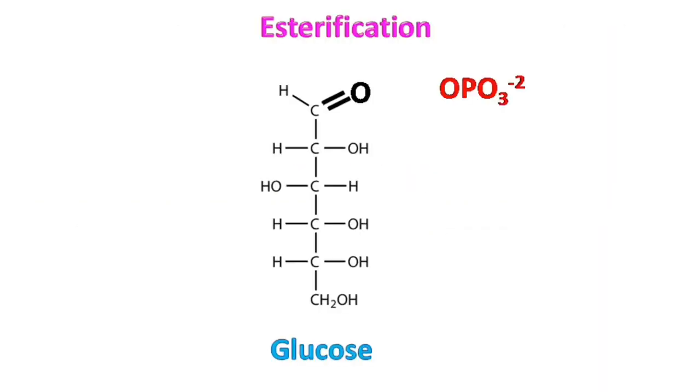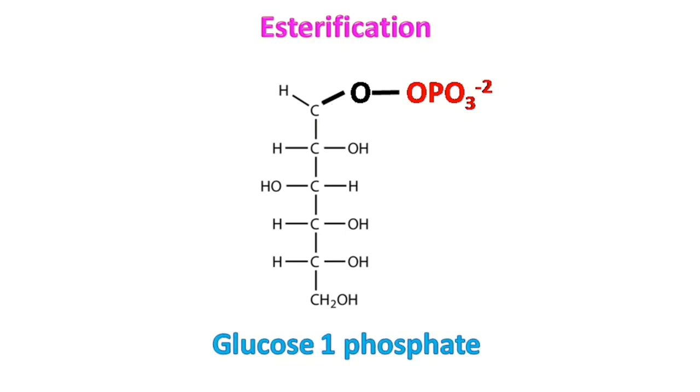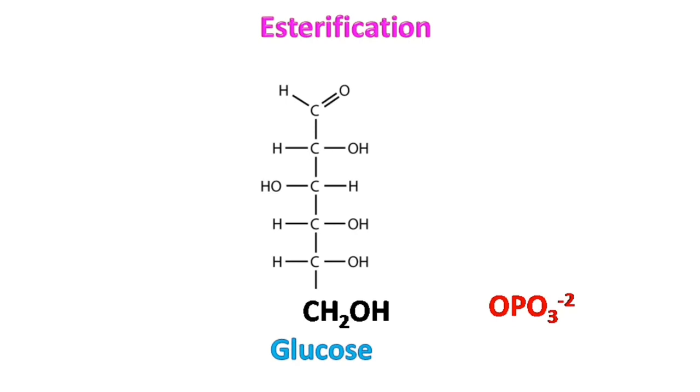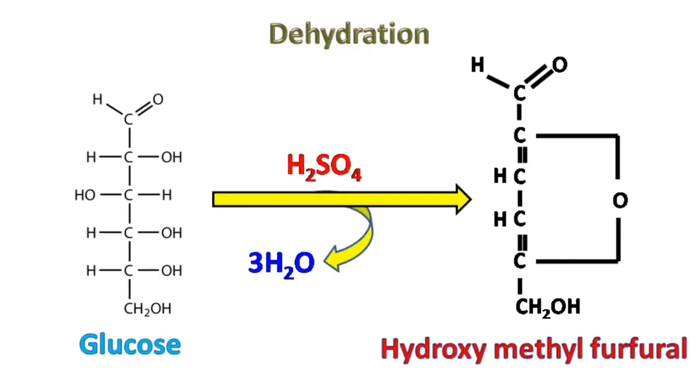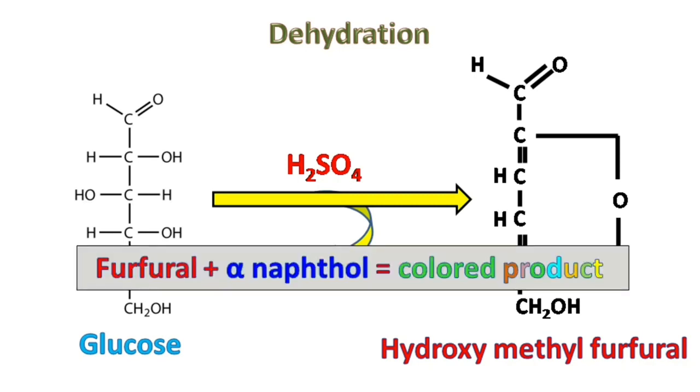Esterification. Glucose can be esterified to give glucose 1-phosphate or glucose 6-phosphate. Dehydration. Monosaccharides, when treated with concentrated sulfuric acid, undergo dehydration by releasing 3 molecules of water. The products formed during dehydration are called furfurals. The furfurals so formed are chemically active and can react with phenolic compounds like alpha-naphthol to give colored products.